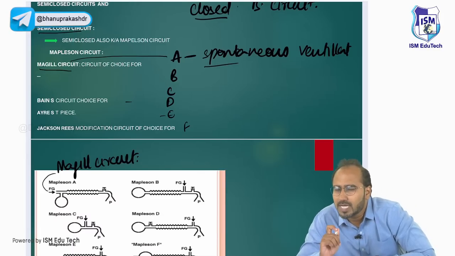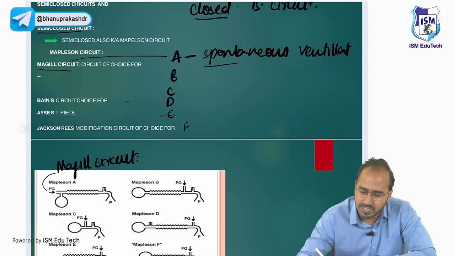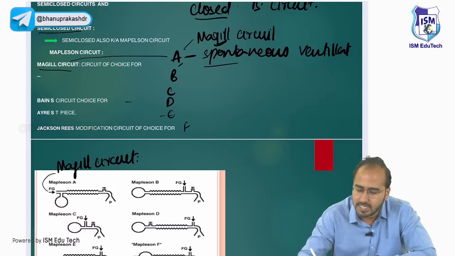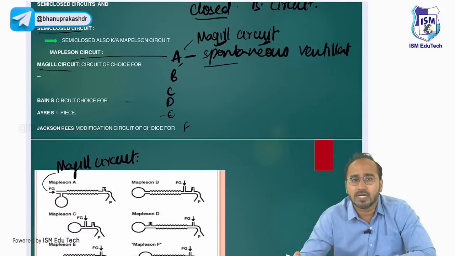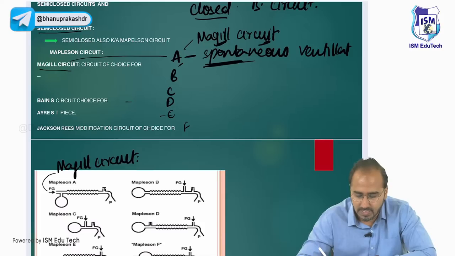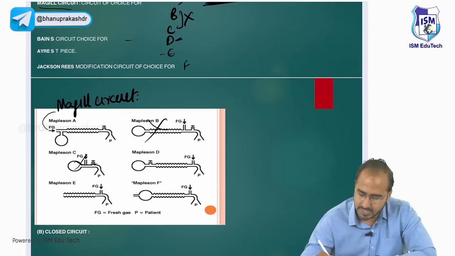But this circuit had a little problem. That problem was rectified by a guy called McGill. That's why this Mapleson A circuit is also called McGill circuit. Circuit of choice for spontaneous ventilation. B and C we are not at all using, we are not at all discussing. D circuit. Okay? B, C we will not discuss.